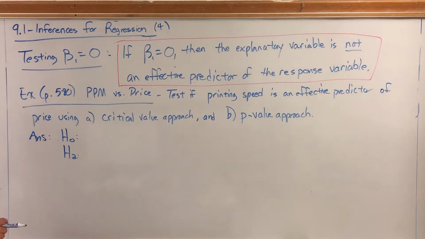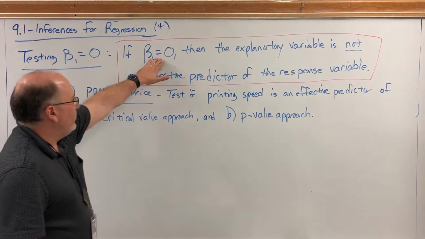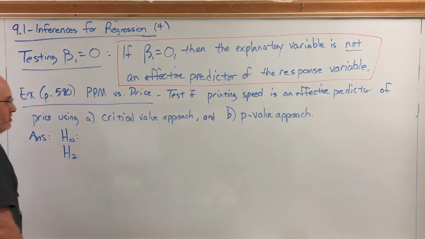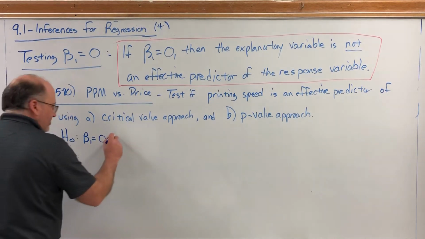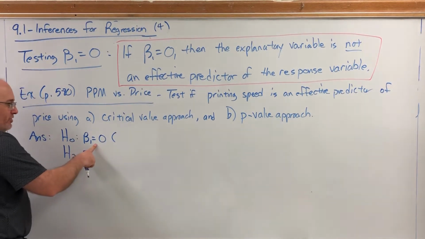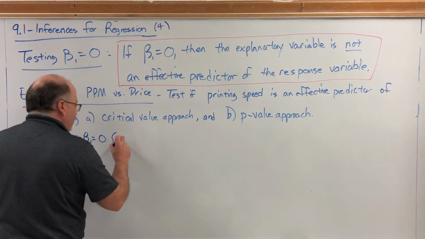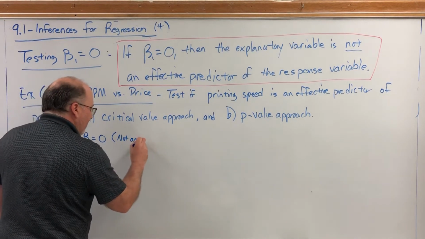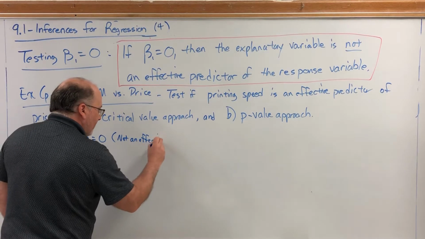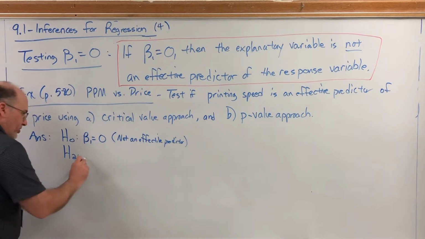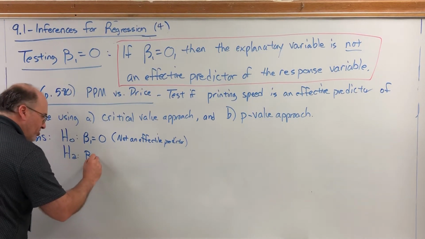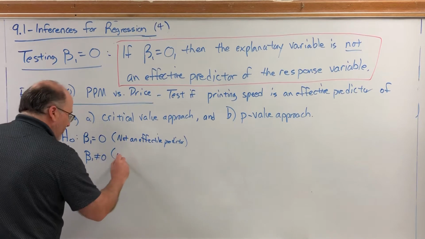So if we're testing that the printing speed is an effective predictor, would that be the null or the alternative? Well, look at the red box. If the slope is equal to 0, then it's not an effective predictor. Slope equal to 0 would be the null hypothesis. So this hypothesis could also be stated as: it is not an effective predictor. And of course, the alternative would be that the population slope is not equal to 0, which means that it would be an effective predictor.